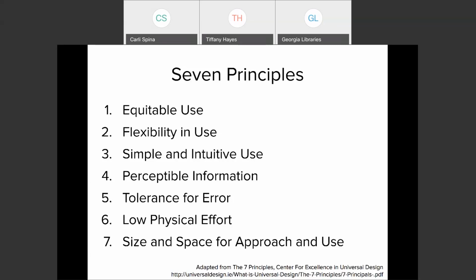Now, these 7 principles won't necessarily all apply equally in all situations, but they're a good core set of principles to consider when you're trying to apply universal design. So let's look at them all in more depth.